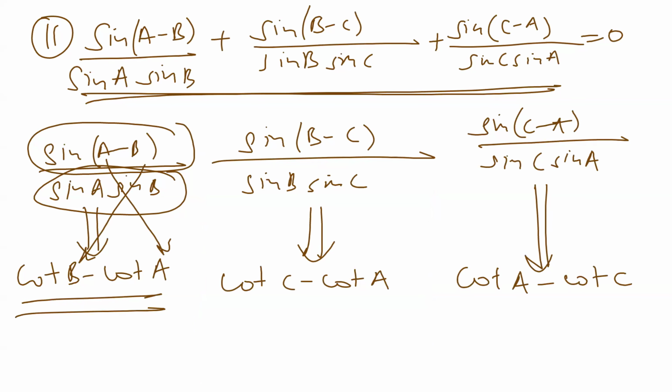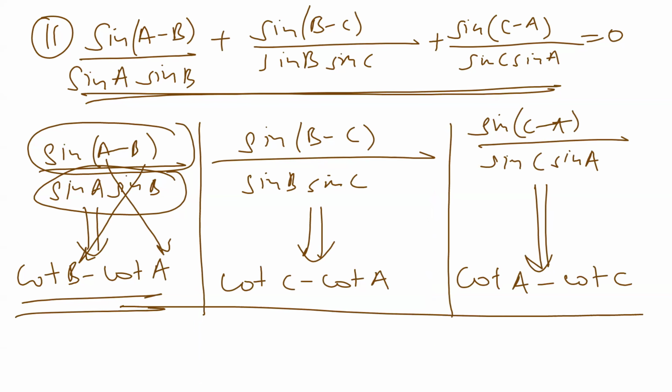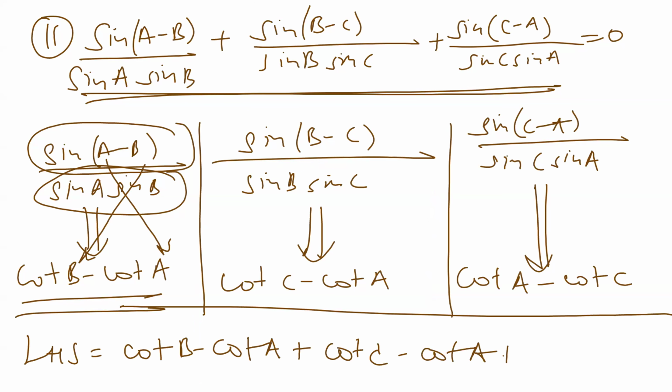Yeah. So all the three terms are ready. Put it in LHS, left hand side, because we have calculated individually the value of all three terms. So cot B minus cot A plus cot C minus cot B plus cot A minus cot C. All terms are getting cancelled.